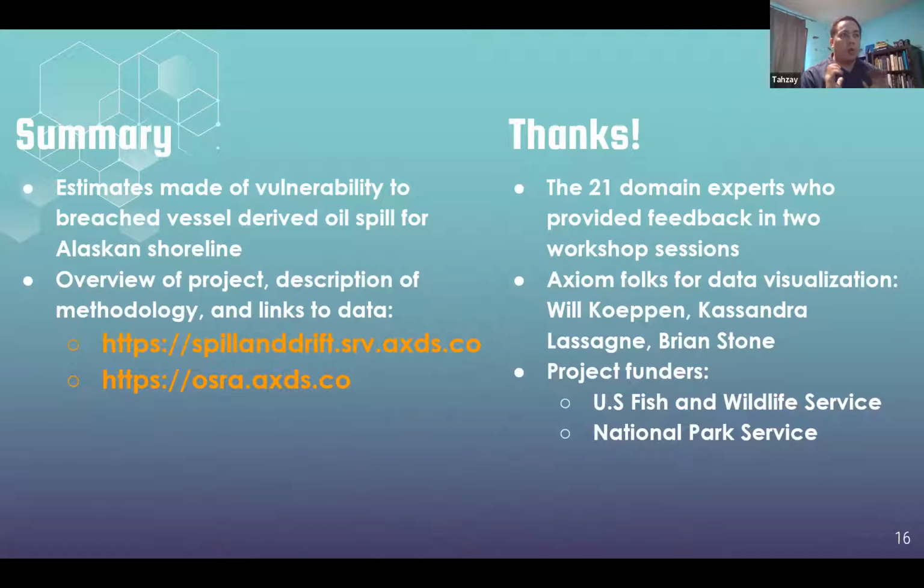There were a lot of people that were involved in providing comments and information, as well as vetting the results and taking a look at them to make sure that, for the most part, we made a reasonable assessment of what that risk actually was. And again, as was mentioned a little bit earlier, the Fish and Wildlife Service was a significant funder of this particular project, as well as the National Park Service.